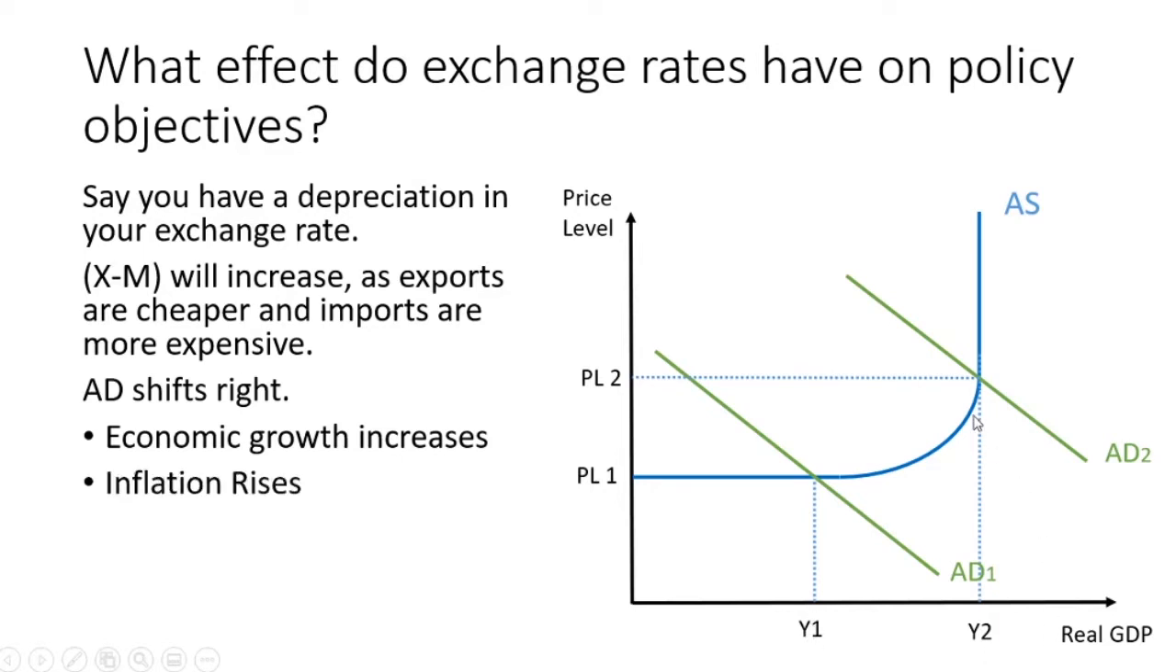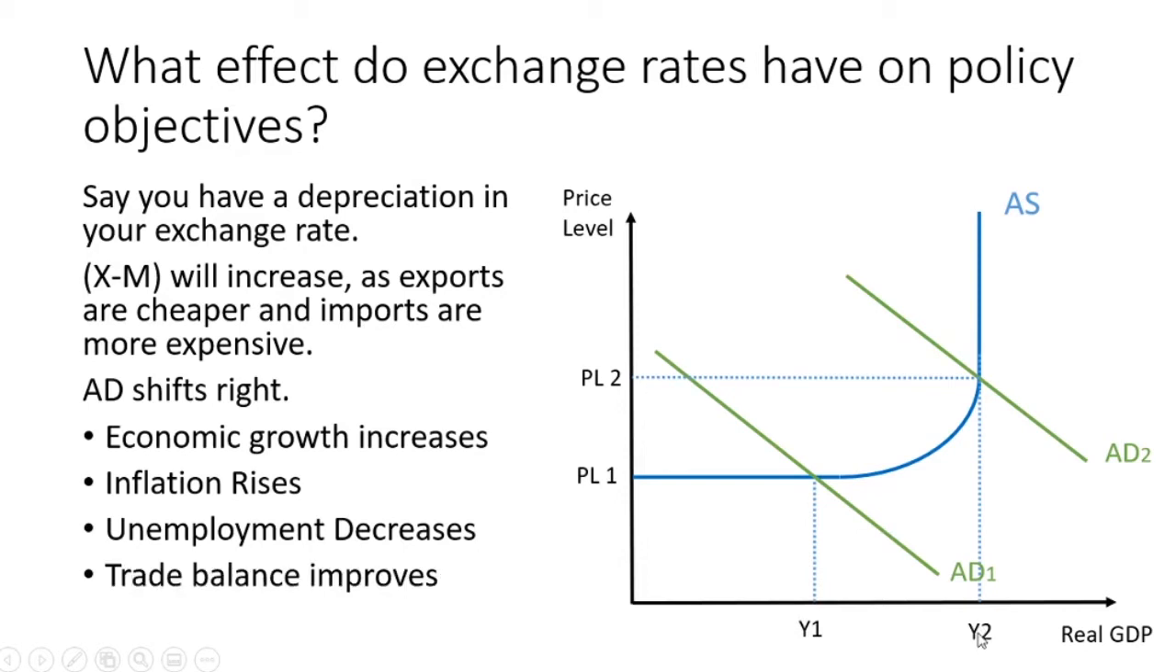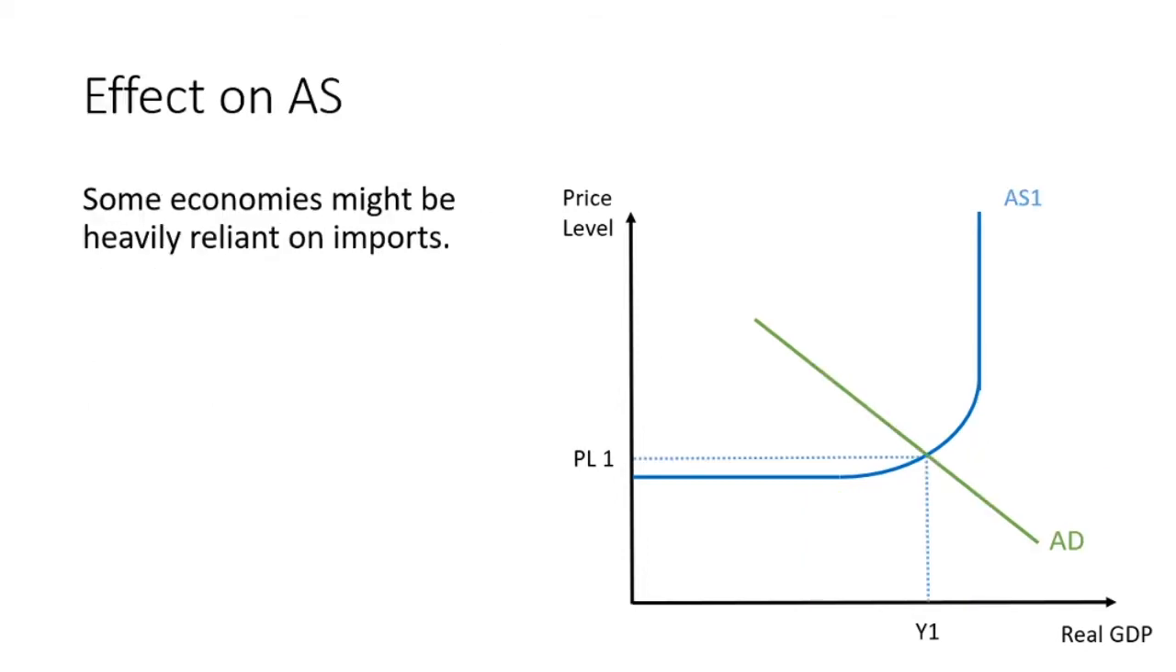We'll probably see, depending on where we are in terms of our capacity on the AS curve, a bit of a rise in inflation. We'll see a decrease in unemployment as we go from a point here at Y1 closer towards our full capacity. And we'll also see our trade balance improve. We would expect to see exports minus imports, because that was the thing that was driving this, therefore improve. You can also say that there's going to be an effect on the AS curve.